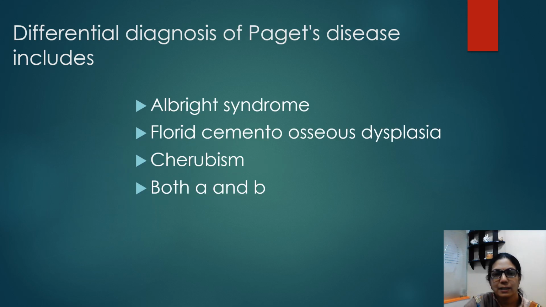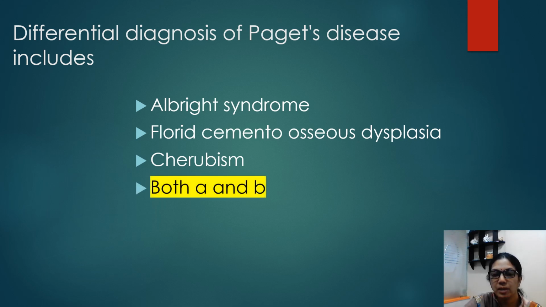Next question is differential diagnosis of Paget's disease includes what? It includes Albright syndrome, florid cemento-osseous dysplasia, cherubism, or both A and B, like Albright syndrome and florid cemento-osseous dysplasia. So the answer is both A and B because cherubism will disappear by the age of puberty. It is a disease of children. So with this we can easily rule out Paget's disease.